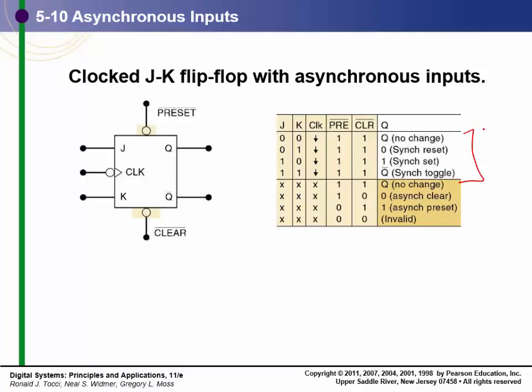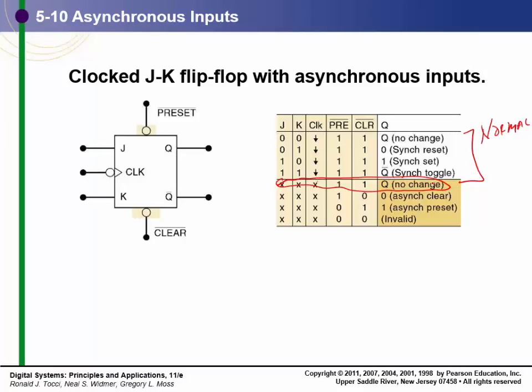This is normal operation, just like we saw before. This line right here is just defining that there is no clock edge any other time. It should simply say not a clock edge. We don't care what J and K are, as long as the preset and the clear are both high, the output's not going to change. That's all that says. The only time it changes is on the clock edge.